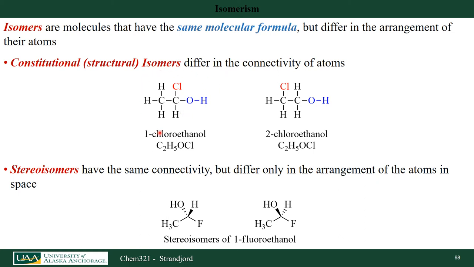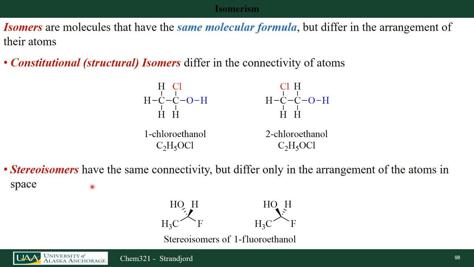Notice in this molecule called 1-chloroethanol, the chlorine is attached to the same carbon that the OH is attached to. If I compare that to 2-chloroethanol, my chlorine is now attached to a different carbon. Even though they have the same molecular formula, they are connected together differently. These are isomers of each other. Specifically, we're going to call them structural or constitutional isomers.